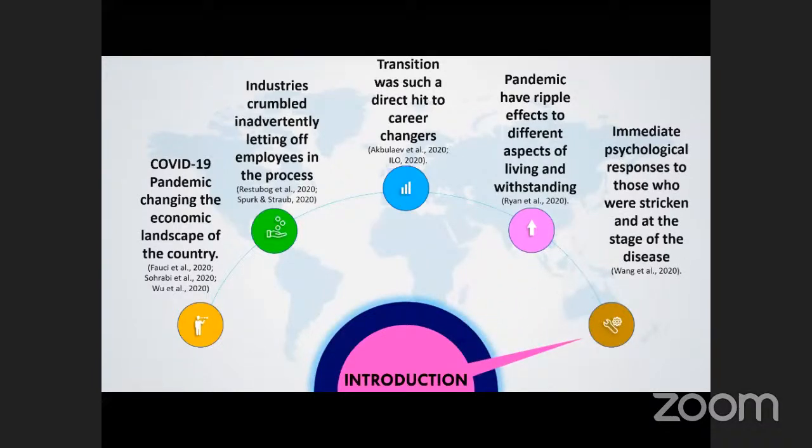The closest research that I have seen focus on the immediate psychological responses to those individuals stricken with the disease at the early stage. So this was the closest or the most personal study that I could encounter, and so far, no studies have been conducted exploring the lived experiences of individuals affected by the disease one way or another.